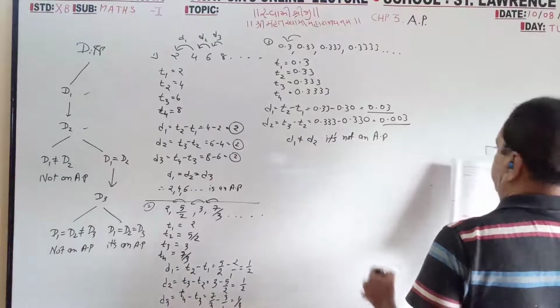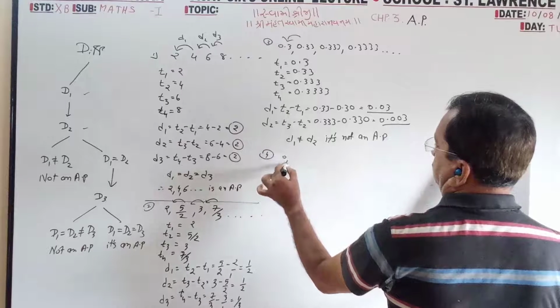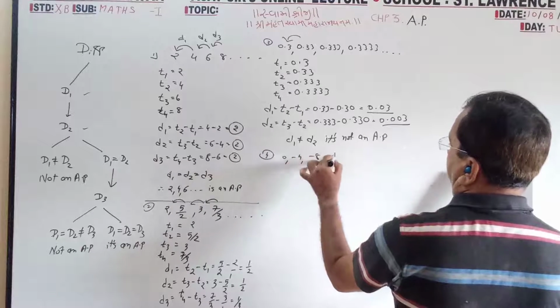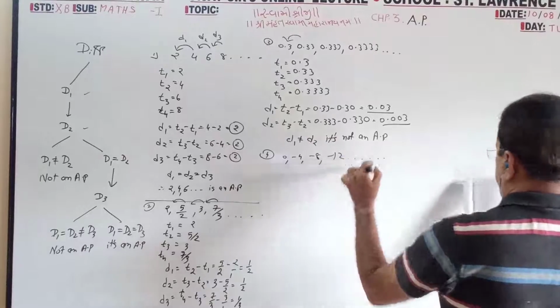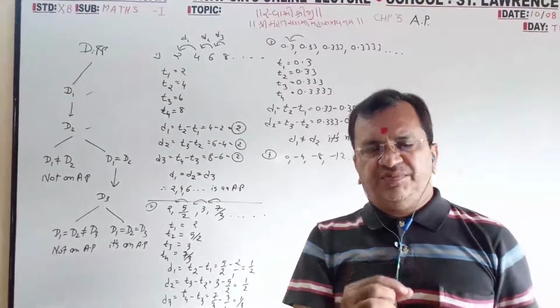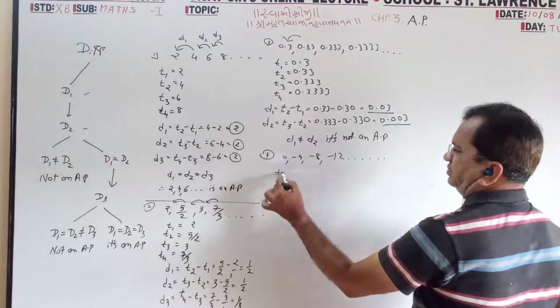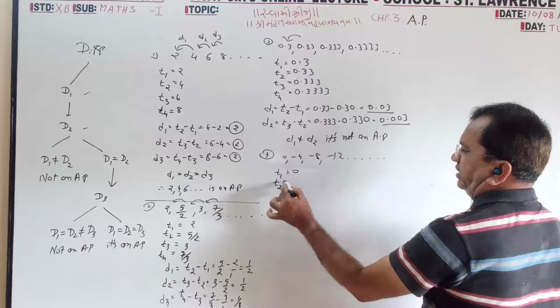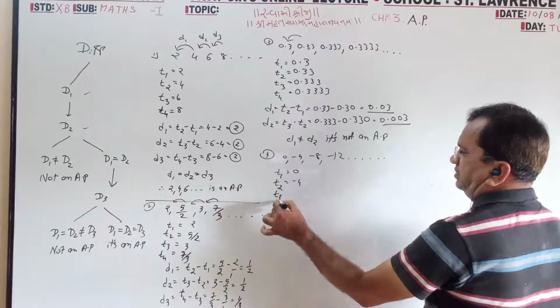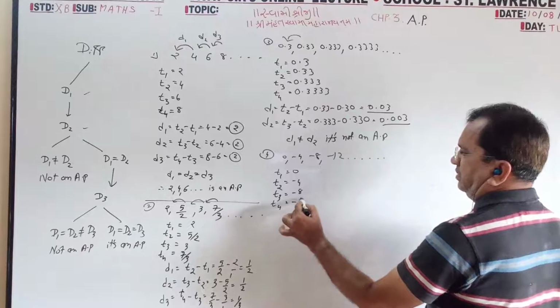Now let's do one negative series. 0, minus 4, minus 8, minus 12. Simple. Whenever they ask whether it is an AP or not, you have to write T1 first, T2 second, T3, T4.